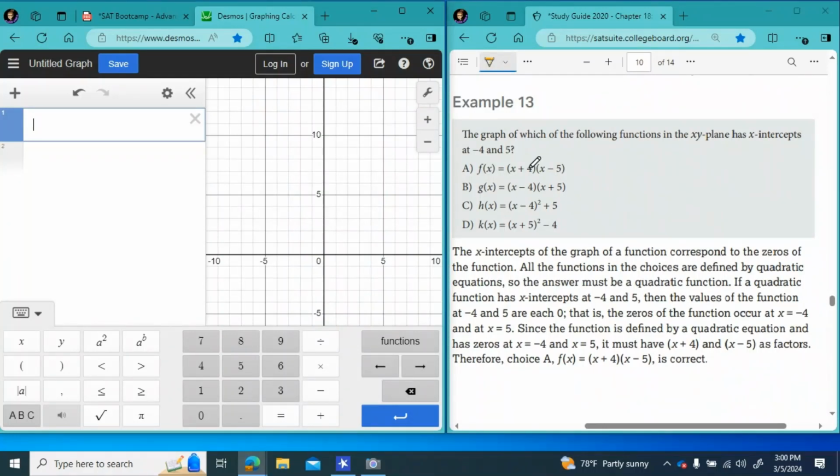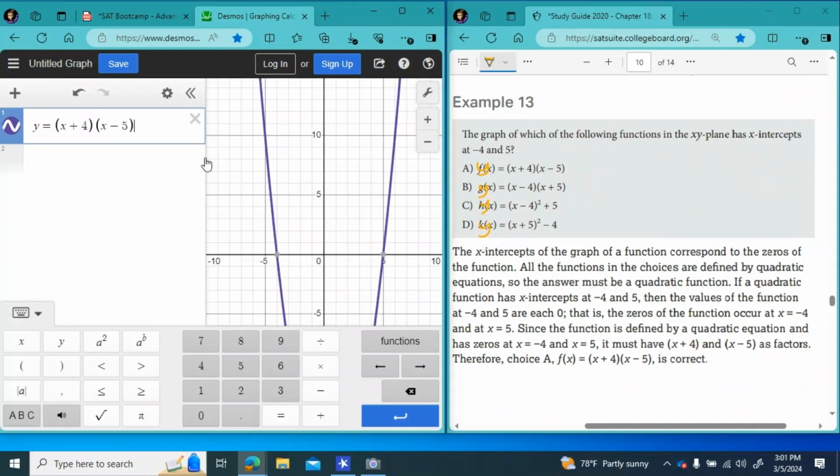If you don't know just by looking at this question, they've got the long explanation here, or you can take your functions, wherever I see f of x, and plug it into the Desmos calculator. Anytime I see an f of x, or g of x, or h of x, or k of x, it doesn't matter, those are all the y values. So y equals (x plus 4)(x minus 5).